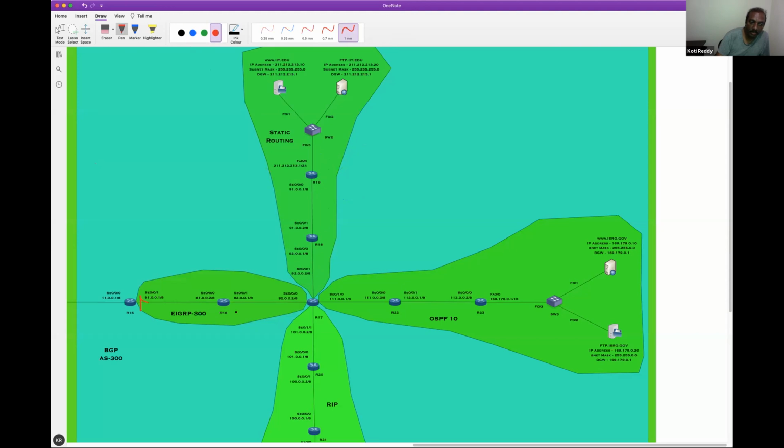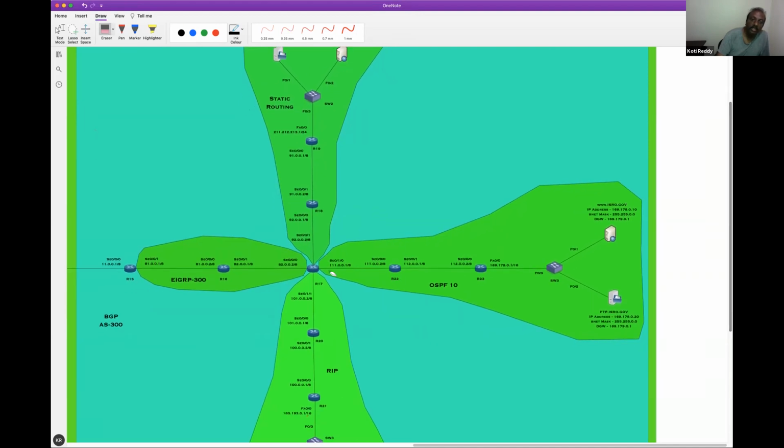We have configured EIGRP routing protocol here, we configured RIP protocol this side, we configured OSPF here, and we also configured static routing. Now what we should do is redistribution between the routing protocols. We should ask one routing protocol to redistribute the routes of another routing protocol. On where should I do all this? On R17.